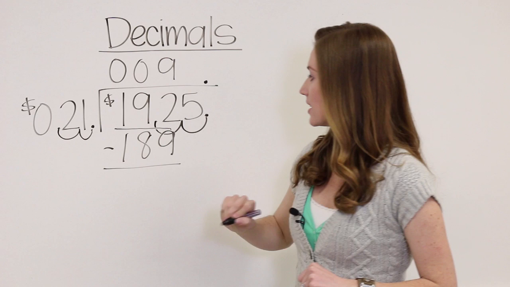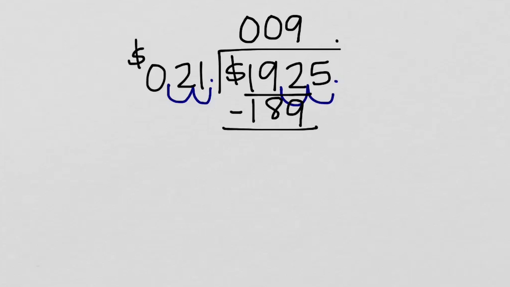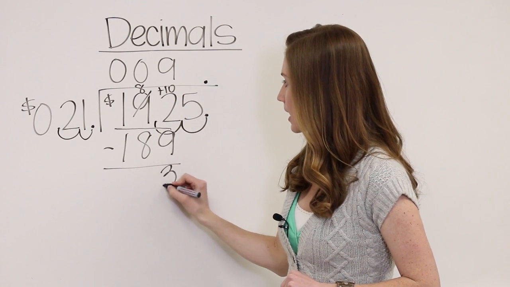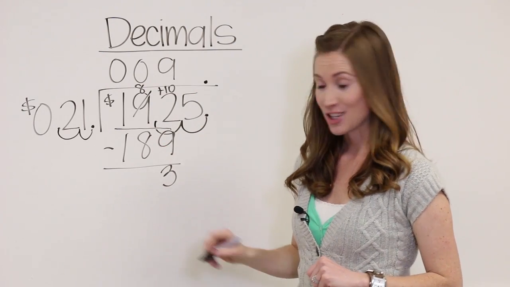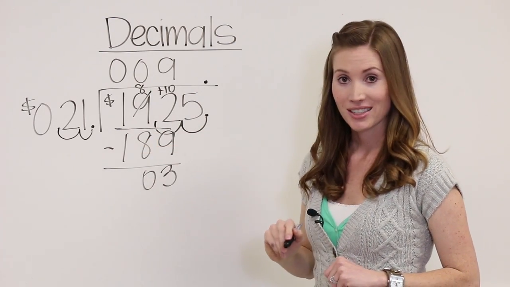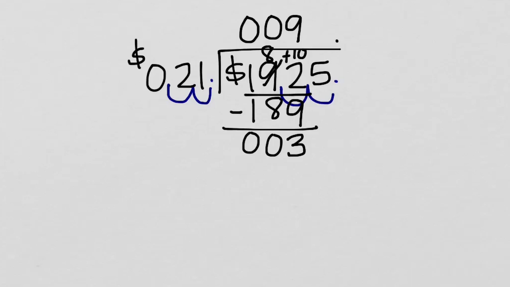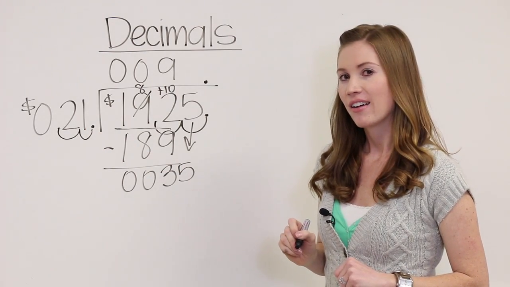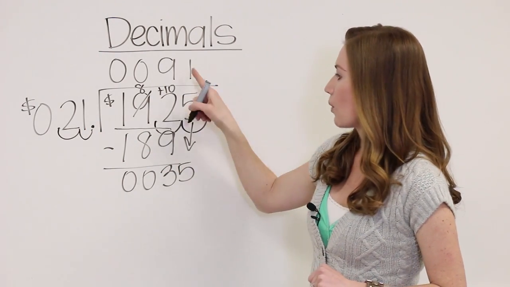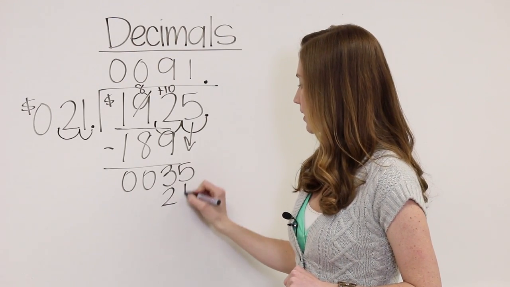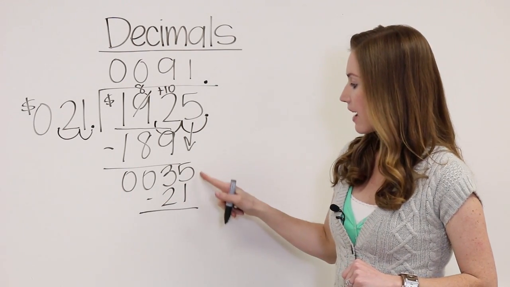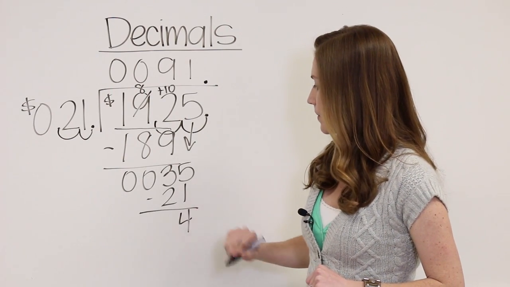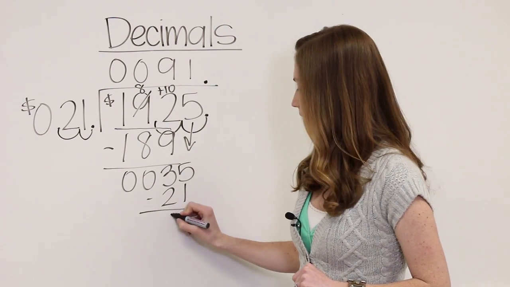Let's subtract. We can't subtract 9 from 2, so we're going to borrow from the other 9. It will become an 8, and we'll add 10 to our 2. 12 minus 9 is 3. 8 minus 8 is 0. And 1 minus 1 is 0. Let's bring down our 5. How many times can 21 go into 35? 1 time. 1 times 21 is 21. Let's subtract. 5 minus 1 is 4. 3 minus 2 is 1.